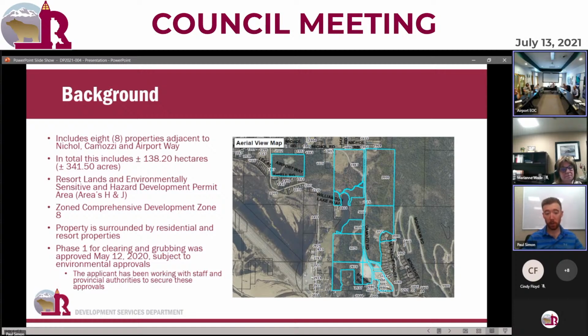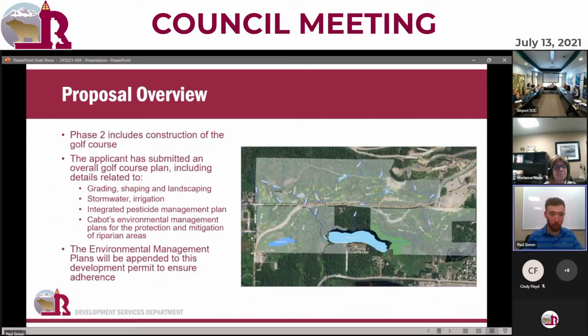Phase 1 for the clearing and grubbing was previously presented to council. It was approved on May 12th, 2020. Again, there were those precedent to issuance conditions with respect to the environmental approvals that were required. Since that time, staff have been working very closely with the applicant as well as the provincial authorities to secure these approvals. As such, we are comfortable moving on to phase 2 to bring this to a conclusion, as we are nearing the end of getting those approvals.